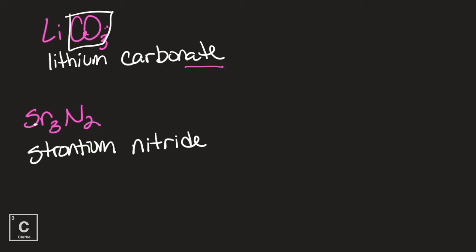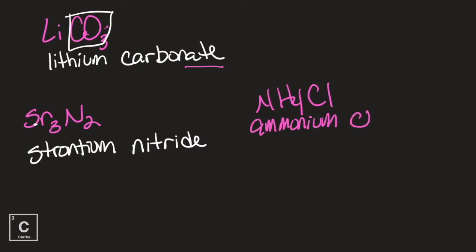I had another one written up here. I must have deleted it when I took away the polyatomic ion chart. I had NH4Cl. Now, if you remember, I said to point out NH4 on that polyatomic ion chart. NH4 is a polyatomic ion, and it's the only positive one that I'm going to give you. There are more, but I'm only going to give you NH4, and it is ammonium. So when you have a polyatomic ion, you're just going to write it. So I'm going to write ammonium chloride.